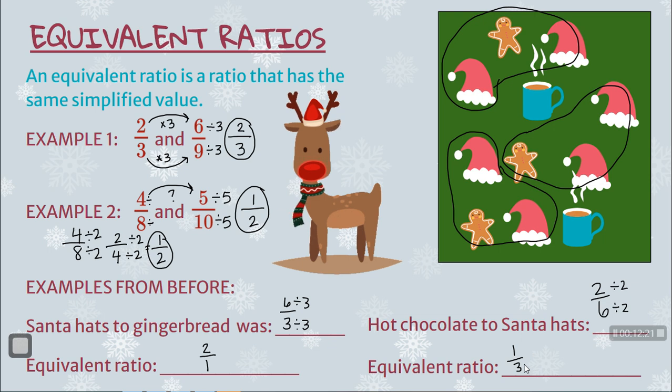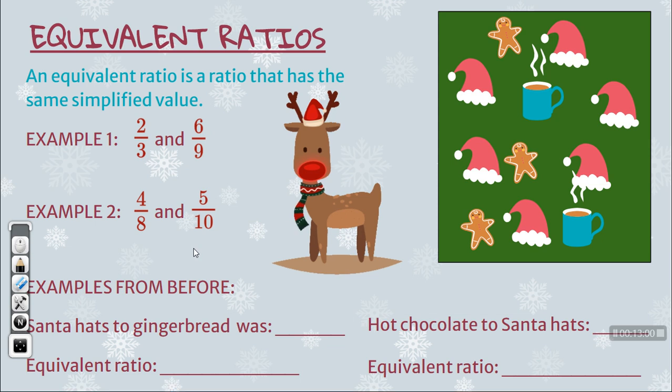It's important to note, too, so this is the way you can find equivalent ratios, by simplifying, but we can also find an equivalent ratio by multiplying. We could multiply both of these numbers by the same number, and we would get another equivalent ratio. For example, if we multiplied by 5, then we're going to get an equivalent ratio. 1 times 5 is 5. 3 times 5 is 15. So 5 to 15 is also equivalent to 1 to 3. You just have to make sure you multiply or divide by the same thing.